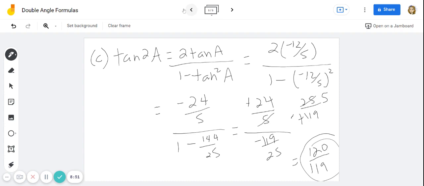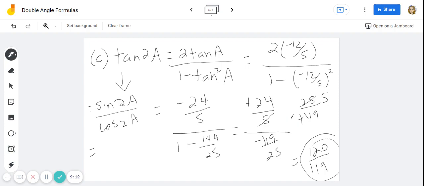Now, something I do want to point out. Think about our quotient identity for tangent. We know that tangent is equal to sine over cosine, right? So we could also say that tangent of 2a is equal to sine of 2a over cosine of 2a.